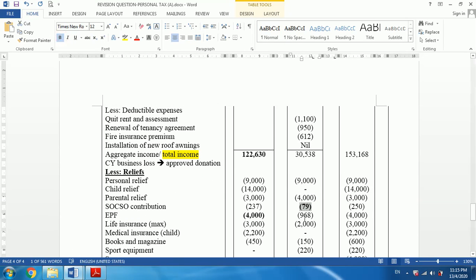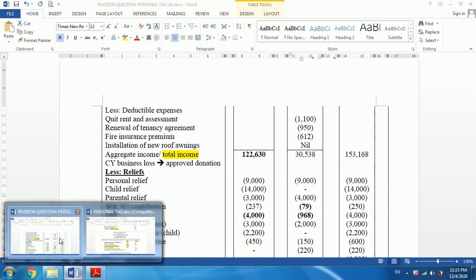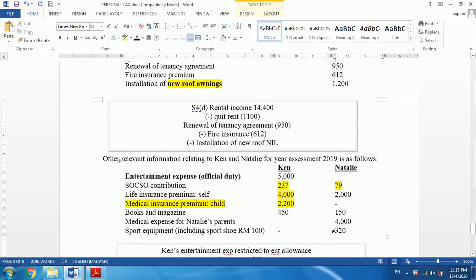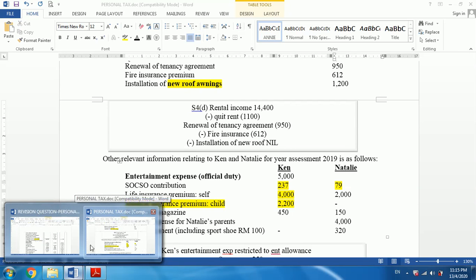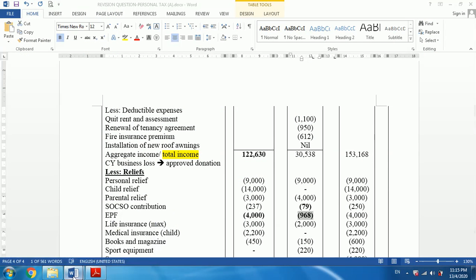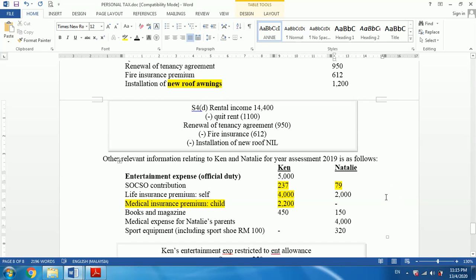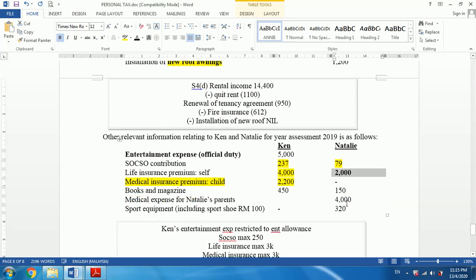And just now, do you guys remember we calculated EPF? The question over here does not highlight it at all, so don't forget the EPF that you calculated just now, 968. And the next one, which is the life insurance for self, no issues. She can take all because the maximum of life insurance is 3,000. So she takes all the 2,000.